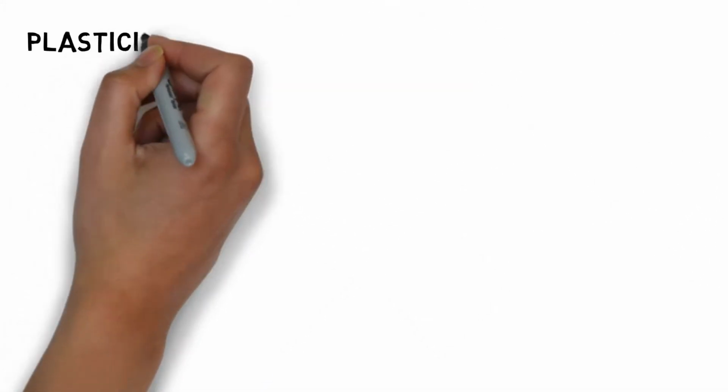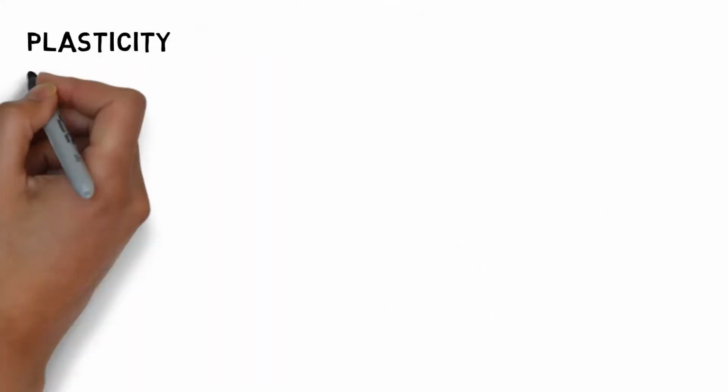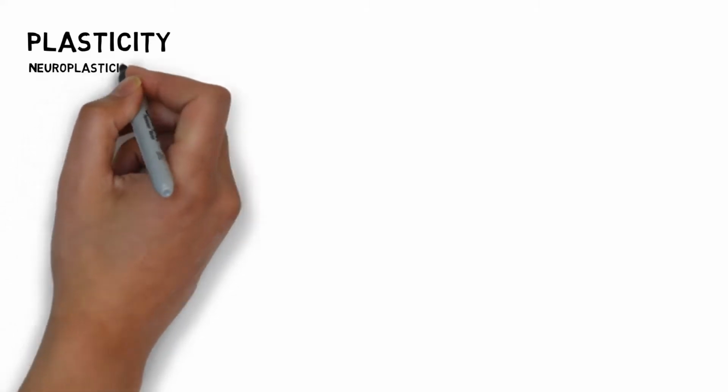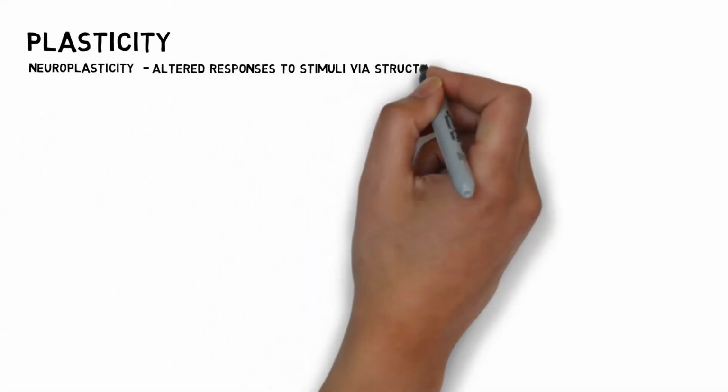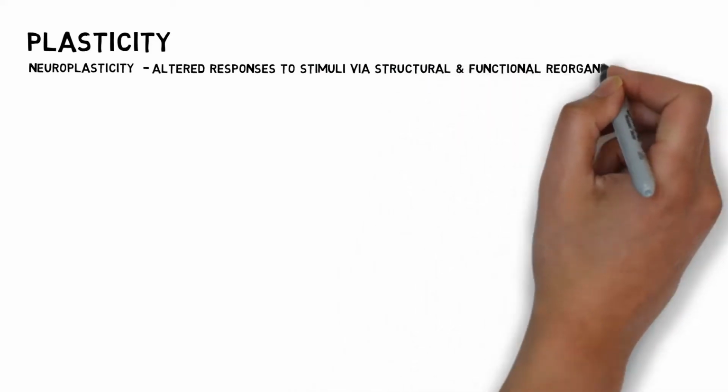This is the video on plasticity. Neuroplasticity, or brain plasticity, refers to our nervous system's ability to alter its responses to stimuli by reorganizing itself.